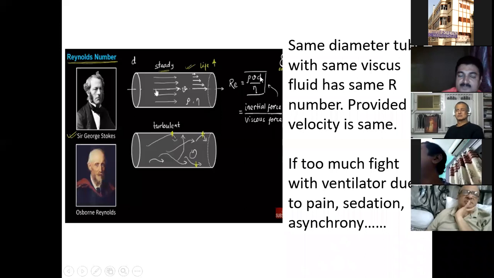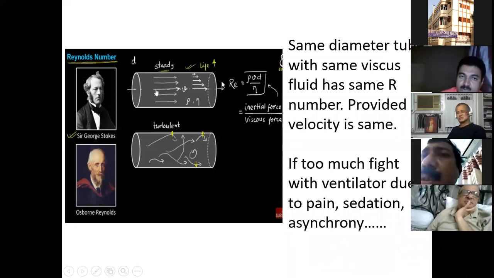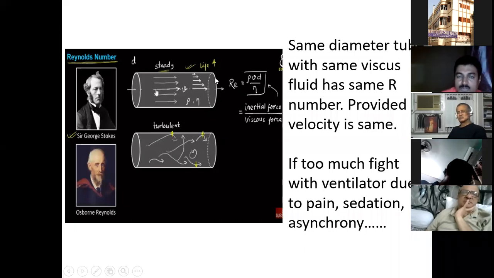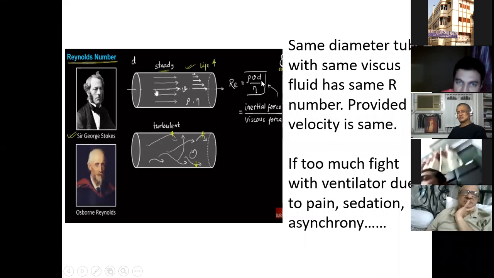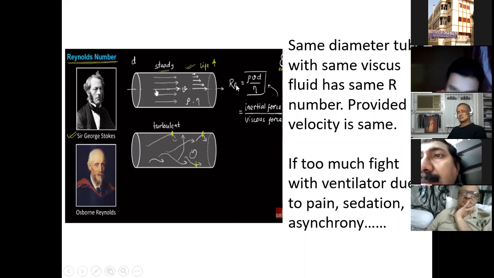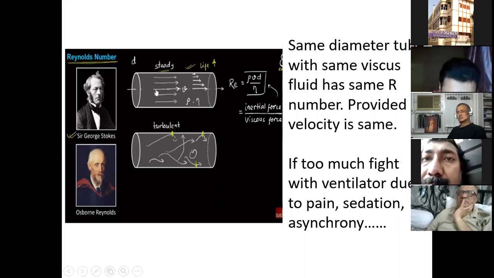If the diameter is more, then velocity will be more, central velocity will be more, and the Reynolds number will be more. So God has created our respiratory tract in such a way that in smaller airways, Reynolds number will be less than 2000.